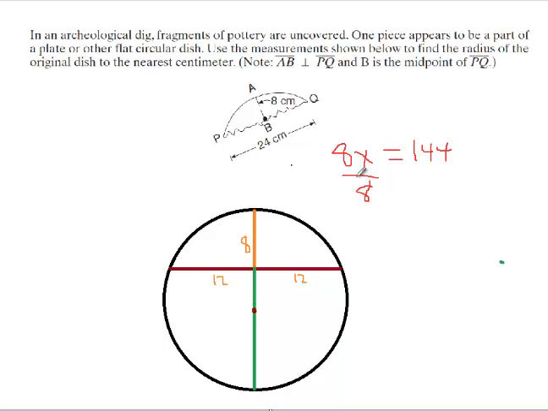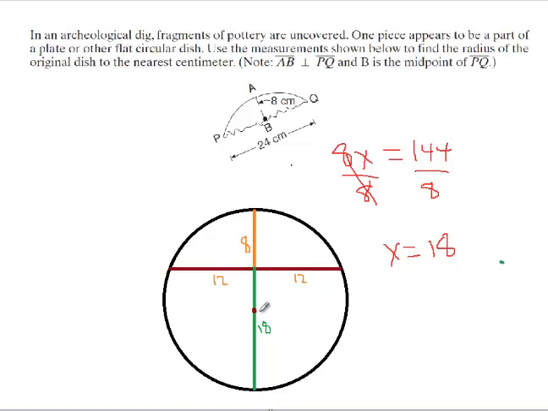Divide each side by 8, and you get x equals 18. So the green line over here together has to be 18. Now, that means the entire diameter is what? The entire diameter is 26, 18 plus 8.